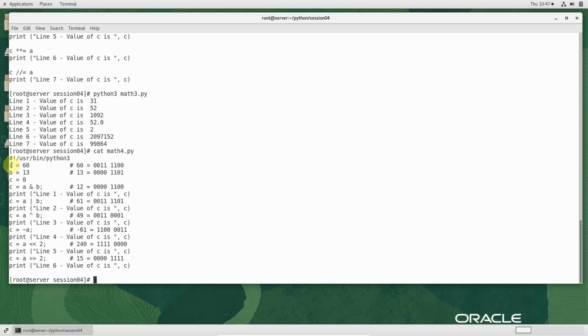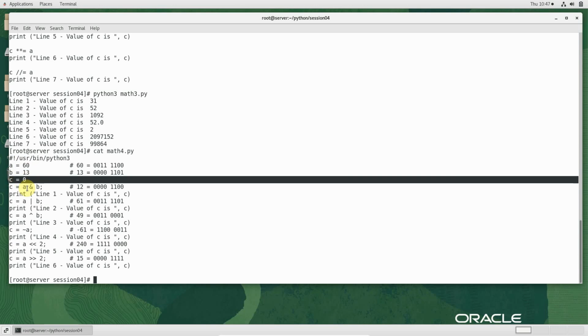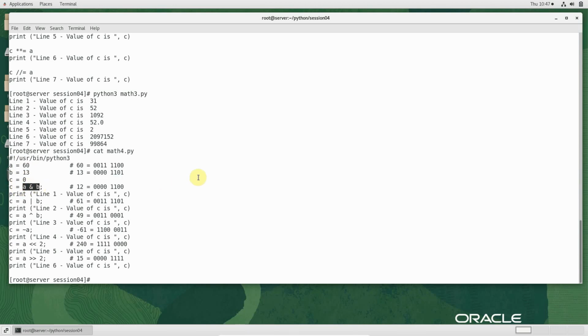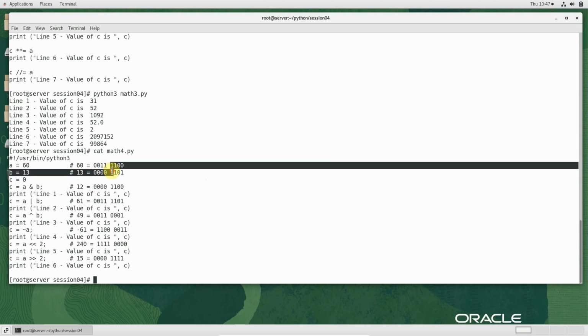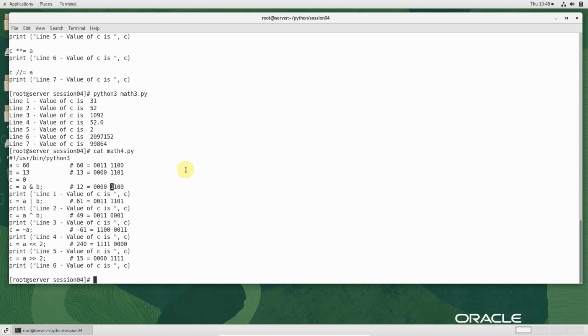Example number 4, a equals 60, b equals 13, c equals 0, and this is ampersand, that is bitwise AND. To make you understand, 60 in binary is equal to this, and 13 in binary is equal to this. When I say AND, which means you have to go bit by bit. 0 and 0 should be 0, 0 and 0 should be 0, 1 and 0 should be 0, because only 1 and 1, true and true, will be true. It's something like saying that today is very cold and the temperature is 52 degrees centigrade, which is impossible.